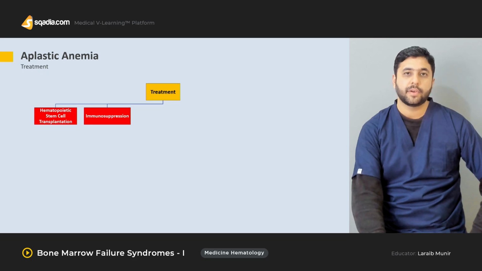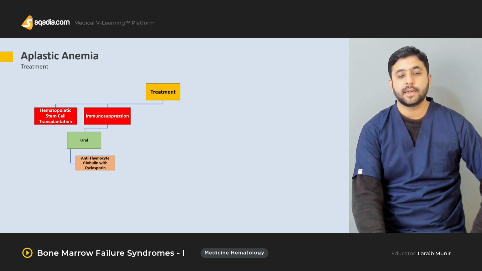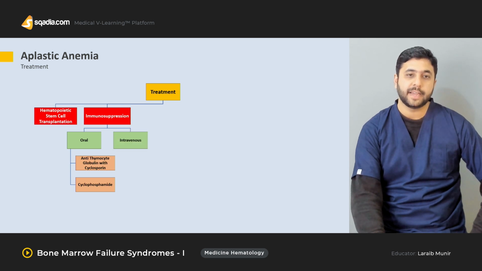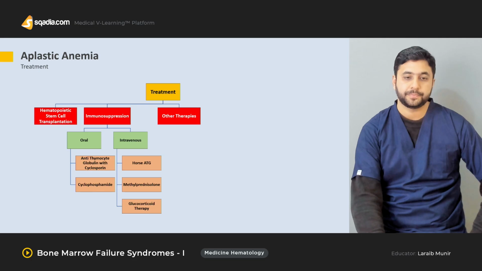Immunosuppression can be tried specifically. It can be in the oral form, like the antithymocyte globulin in combination with cyclosporin, or other types of anti-cancer drugs like cyclophosphamide. And if we are looking for an IV therapy, we might use horse antithymocyte globulin. It can be combined with methylprednisolone or the steroids. Glucocorticoid therapy can also be tried on its own for immunosuppression.